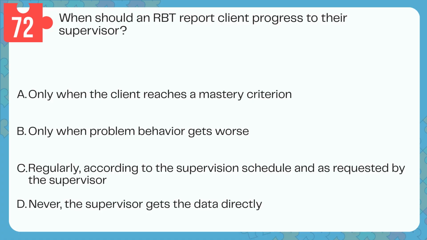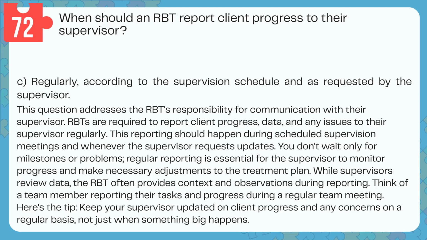Question 72. When should an RBT report client progress to their supervisor? A. Only when the client reaches a mastery criterion. B. Only when problem behavior gets worse. C. Regularly, according to the supervision schedule and as requested by the supervisor. D. Never, the supervisor gets the data directly. Answer C. Regularly, according to the supervision schedule and as requested by the supervisor.